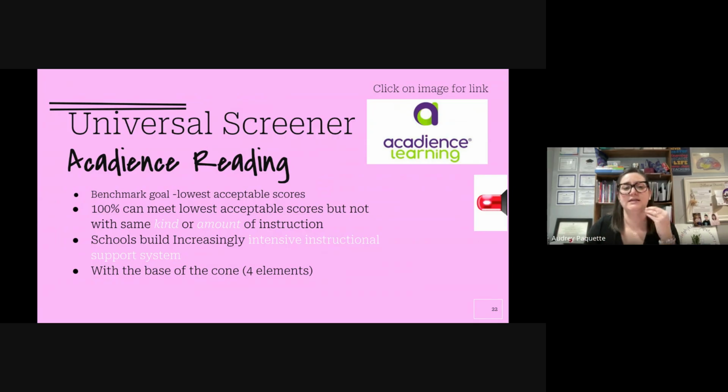So really what it is, when we're talking about a universal screener, they have benchmark goals, and these are the lowest acceptable scores, which means that we can get 100% of students to meet the lowest acceptable scores, but not with the same kind or amount of instruction. And that's where we need to really dig into tier 1 and tier 2 and the difference and how to go about it. So the schools need to be building increasingly intensive instructional support systems, okay, with that base of those 4 elements in the cone.